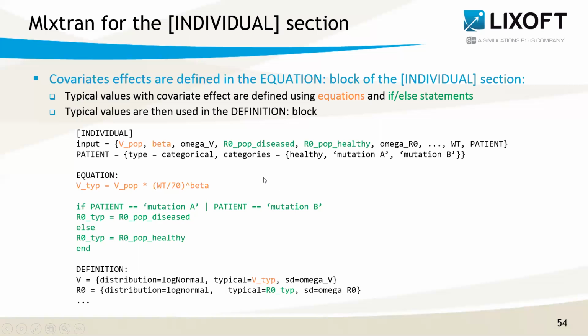And then for the categorical covariates, in this example, I have two different values for R0 for diseased and healthy individuals. And I can use an if, else statement. So if patient is equal to mutation A or mutation B, I will use the R0_pop disease value and otherwise the healthy value. So this defines R0 typical, which I have used here. So that's a pretty convenient way to define the covariate effects.